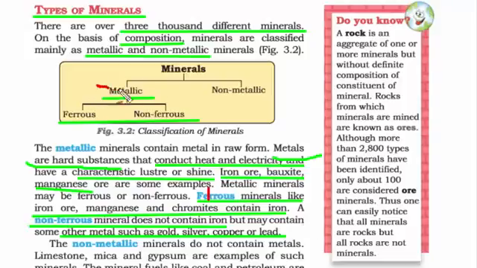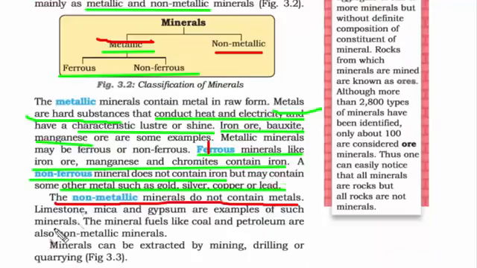Now let's go to non-metallic minerals. Non-metallic minerals do not contain metals. It is very simple to understand in that way. Some examples are limestone, mica and gypsum. They are not at all hard and they don't contain any ounce of iron. Some other mineral fuels such as coal and petroleum are also part of non-metallic minerals. So this was a brief classification of different types of minerals.